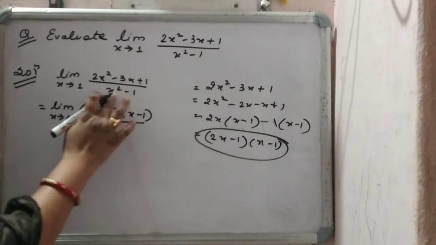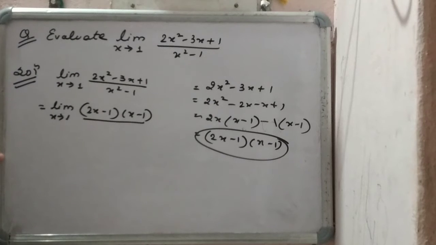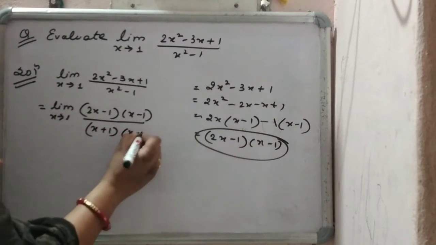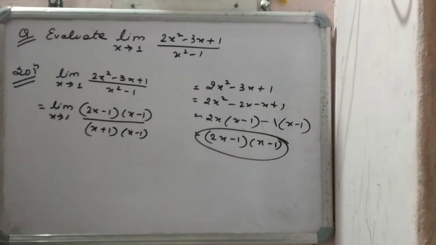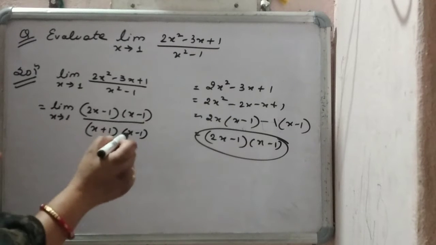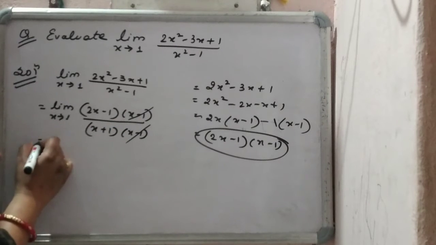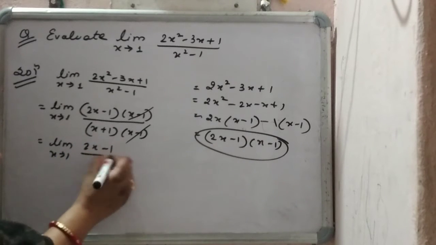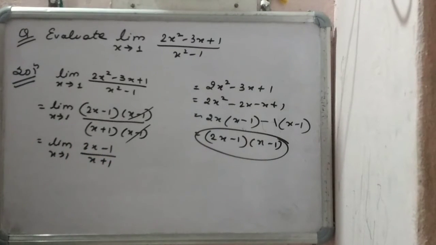But in the denominator, x square minus 1, here we can use the formula a square minus b square, that is a plus b and a minus b, so x plus 1 and x minus 1. So you can see it is all in the multiplication form. So this one you directly cancel, and you will get here 2x minus 1 upon x plus 1. Okay, now you can put the value of x.